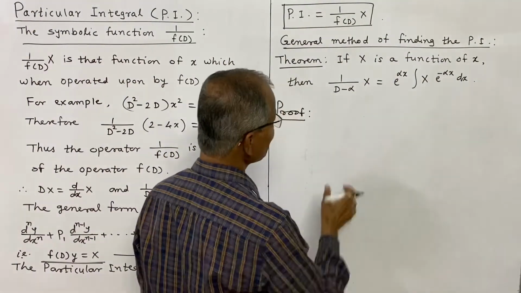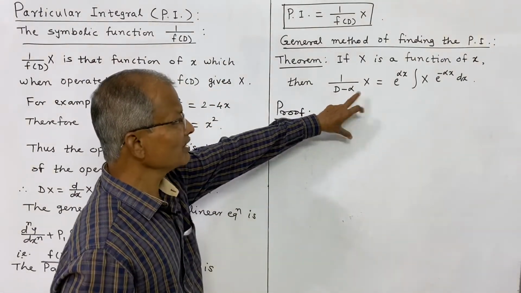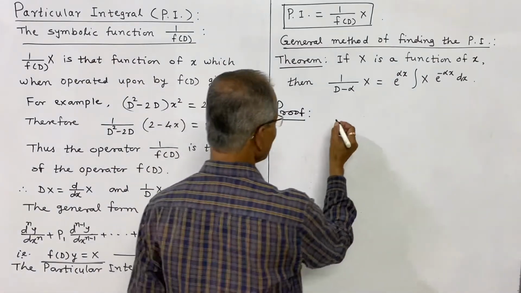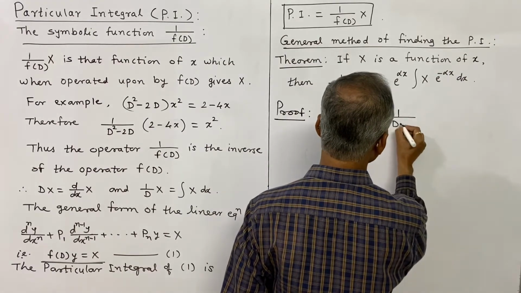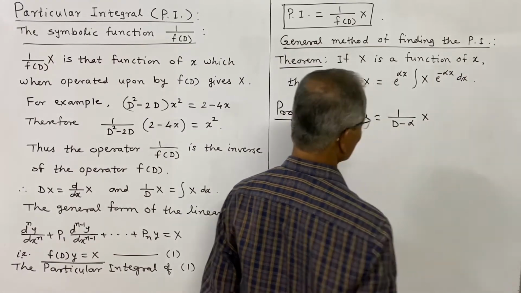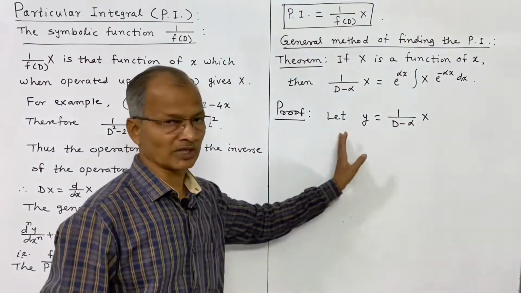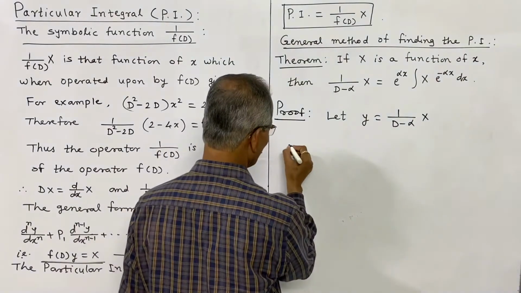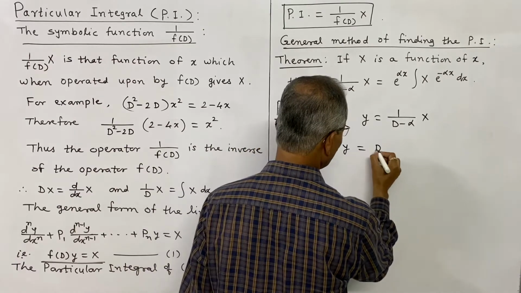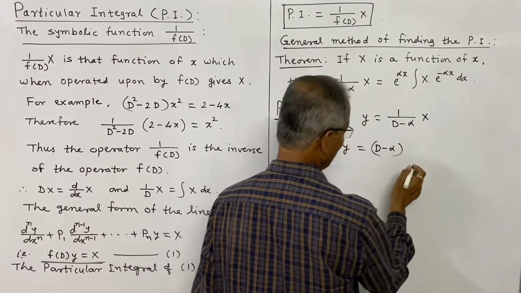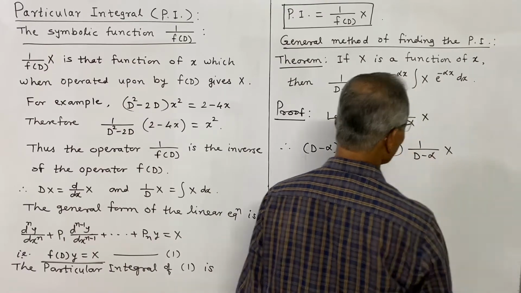For that purpose we shall assume this as y, and then to obtain this value means to find the value of y. So first thing is, let y is equal to 1 upon D minus alpha operated on X. Now we operate D minus alpha on both sides. That is, D minus alpha operated on y is equal to D minus alpha operated on the right side, that is 1 upon D minus alpha operated on X.